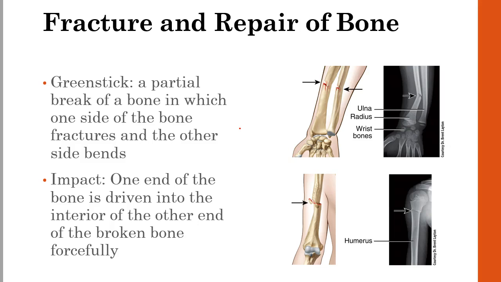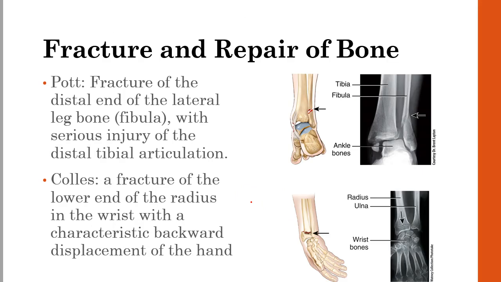As their bones are still growing, they're a little extra pliable compared to us as adults, and it allows for this green stick fracture. Okay, impact. So we are pushing part of the bone into another. The Pott fracture. So distal end of the fibula has been fractured here. Colles fracture, the distal end of the radius is going to be fractured here.